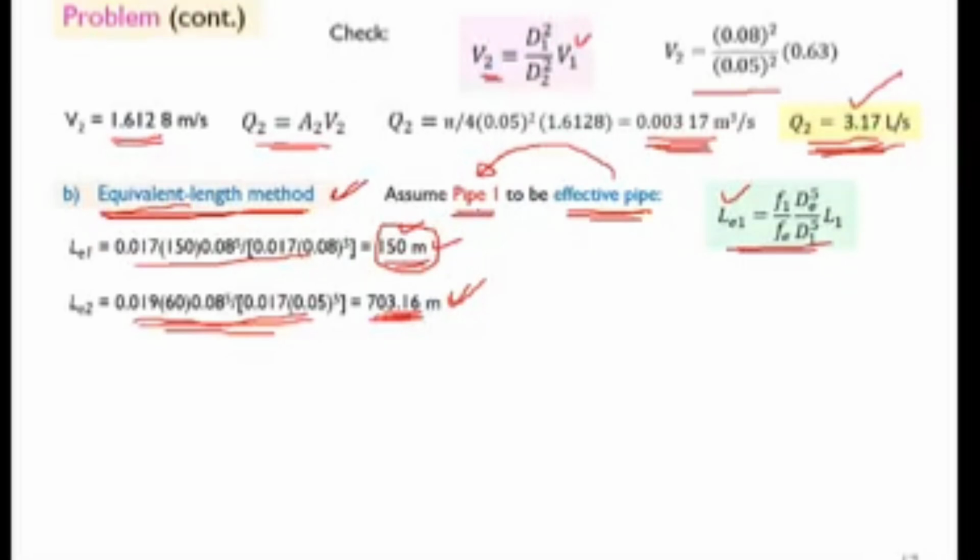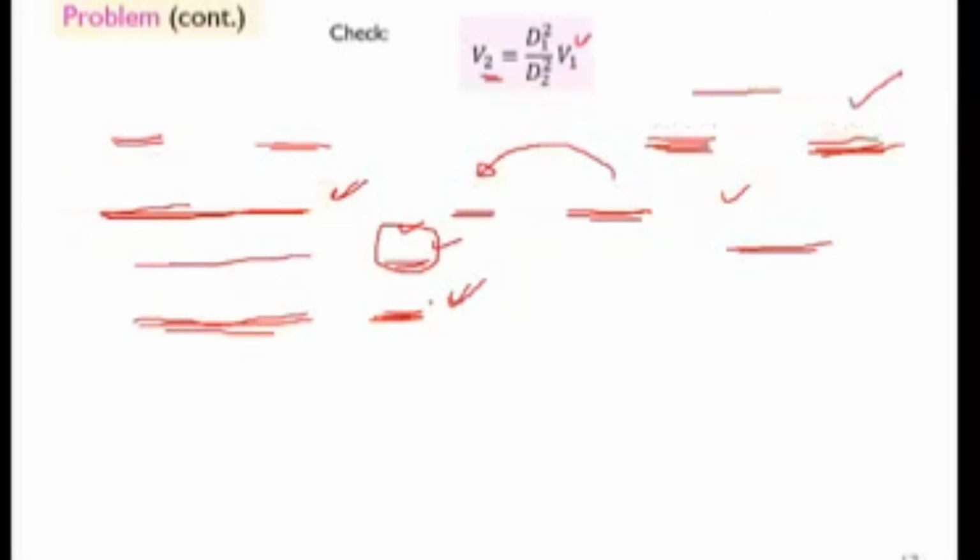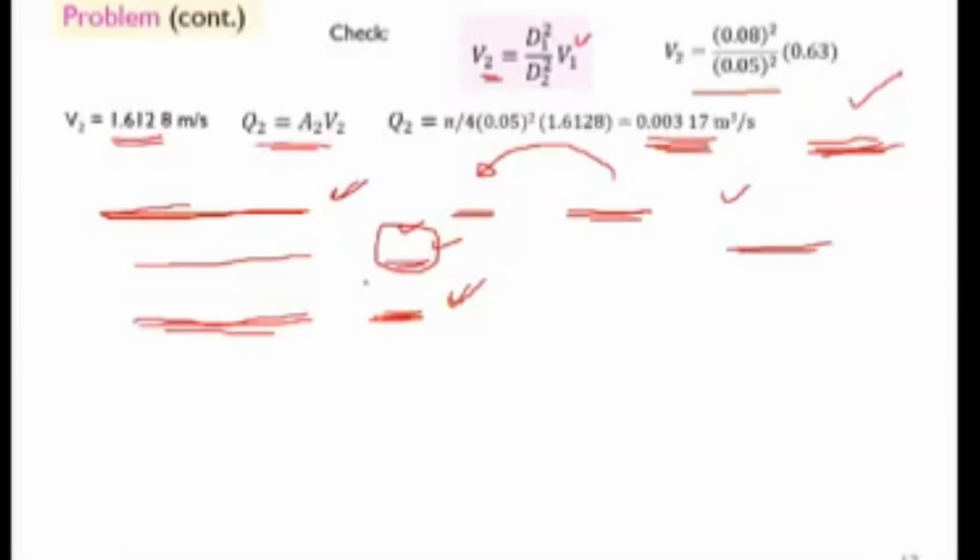If we want to replace this pipe 2 here with the effective pipe, that will cause the same head loss as pipe 2, and the effective pipe we select as pipe 1, what should be the length? What should be the length here of the effective pipe that will cause the same head loss as this pipe 2? So that should not be 60 meter. It should be this much here.